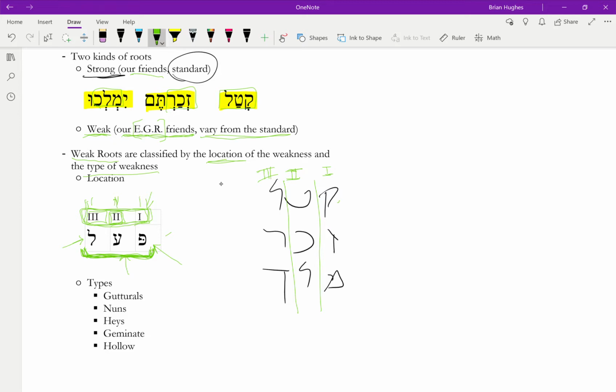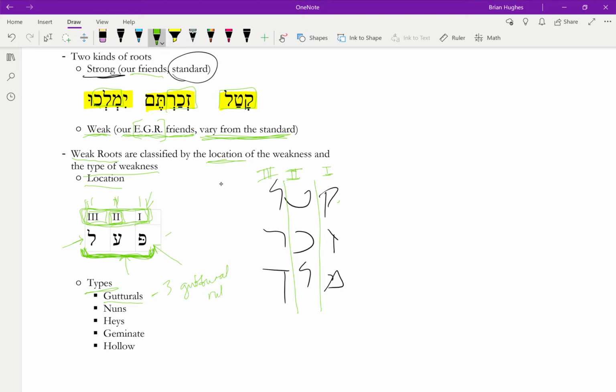Okay, so the location is one way to classify a weakness in a Hebrew triconsonantal root. The other is the type. So not just where it is, but what kind of weakness, because that's going to tell us how it varies from the standard. Gutturals are going to be issues for us. Why? Because gutturals have special rules. We just went through the three guttural rules.